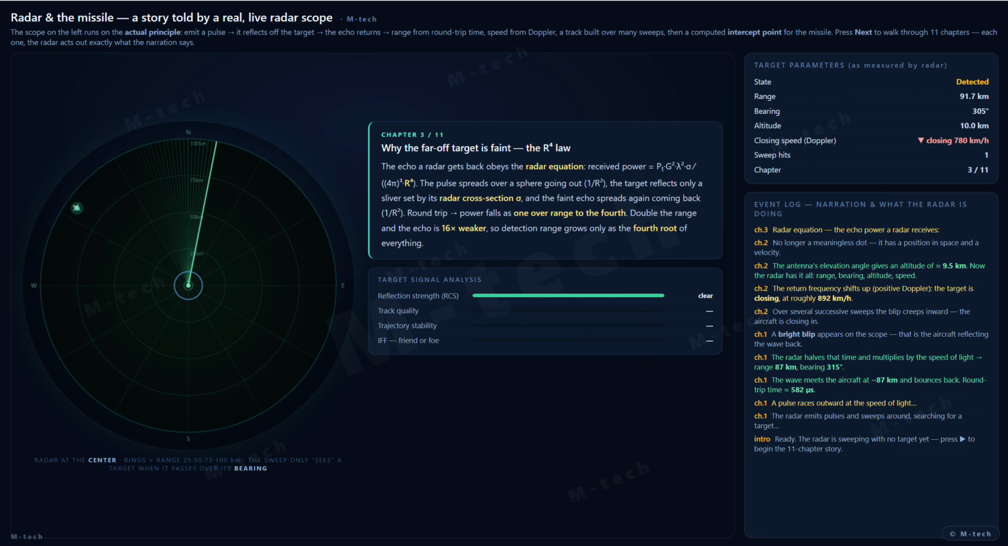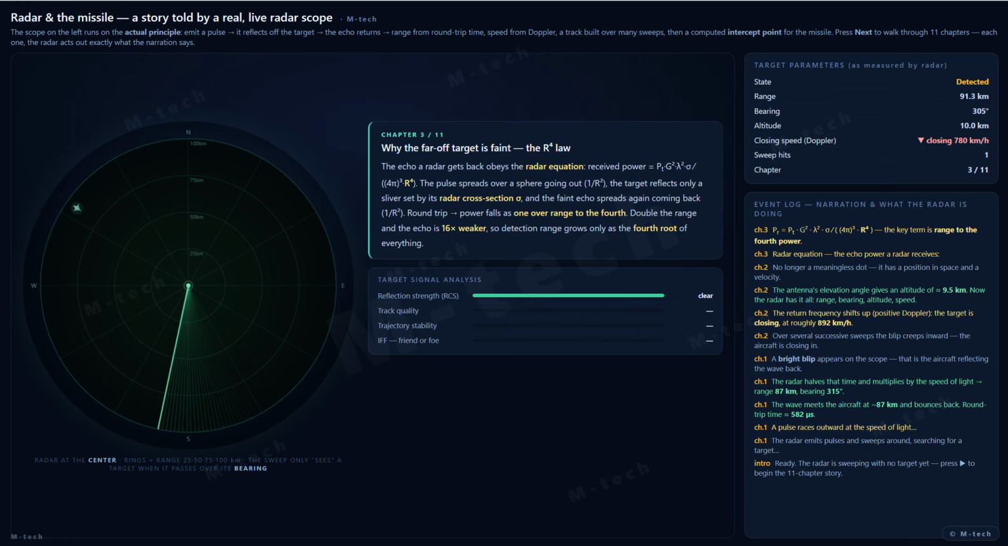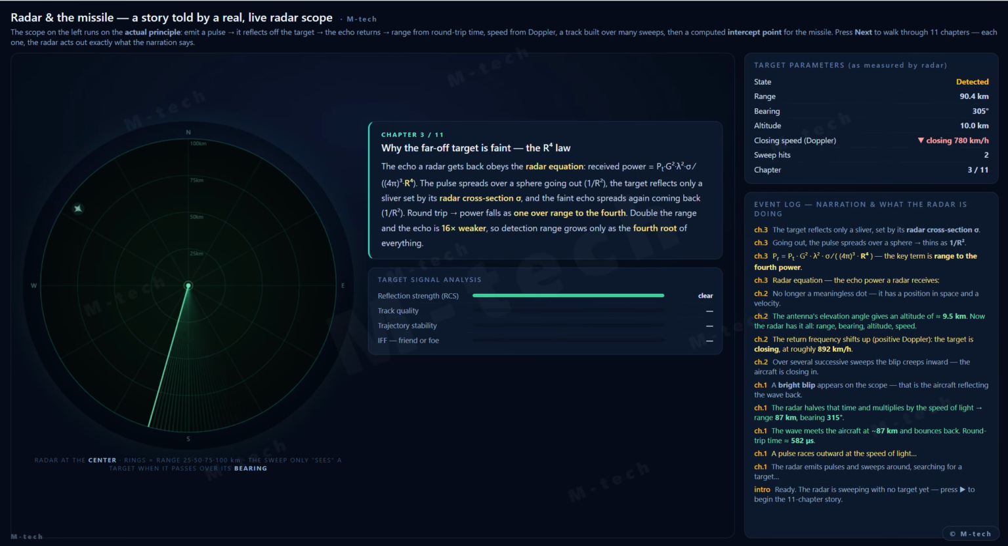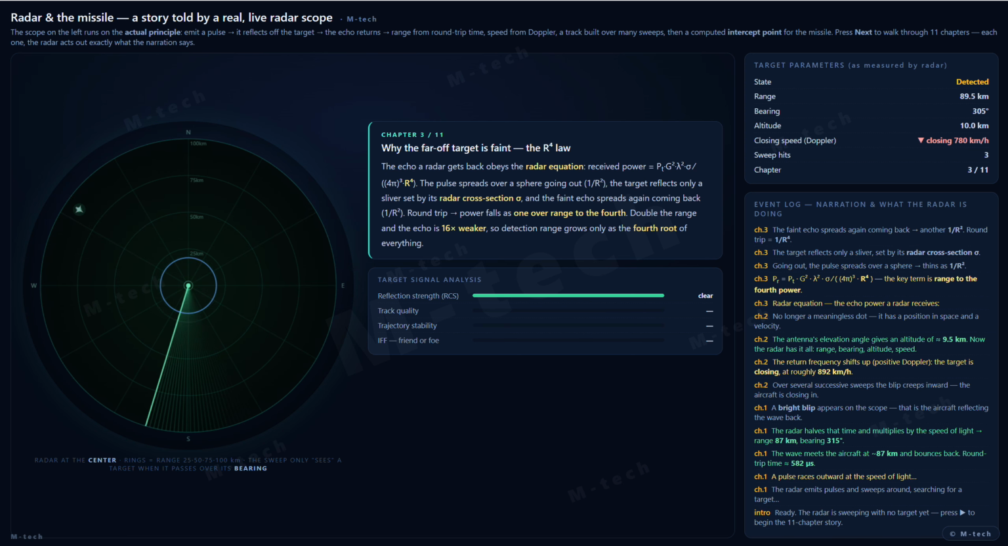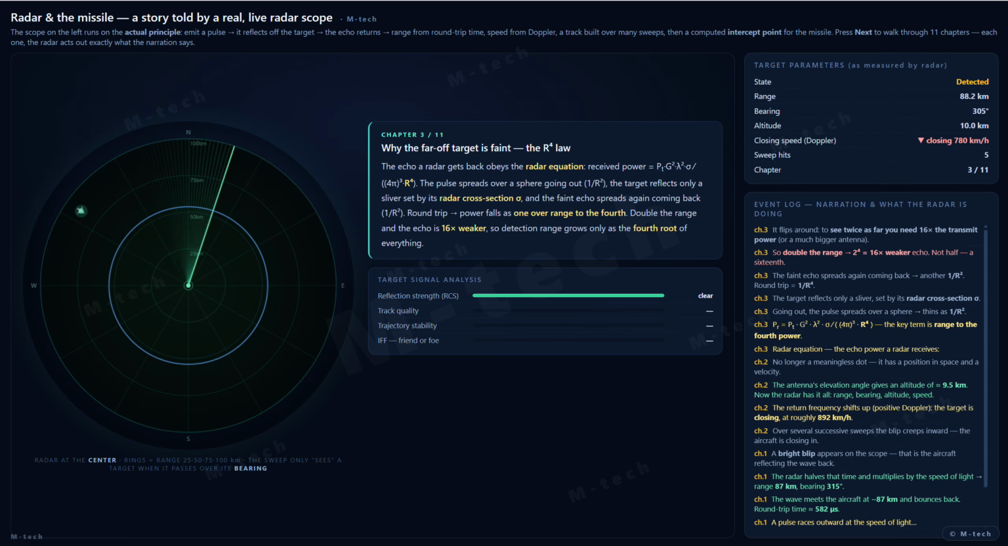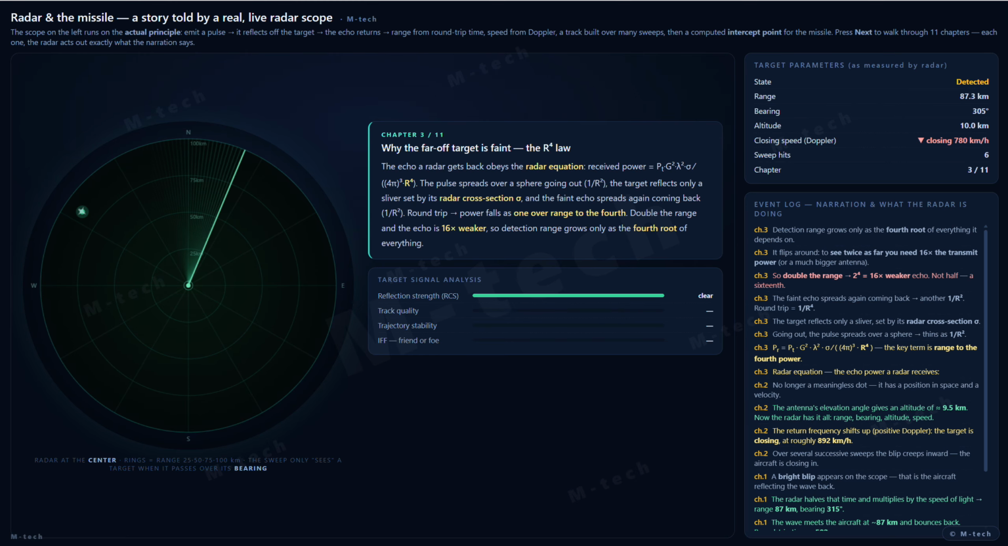Why the far-off target is faint. The echo a radar gets back obeys the radar equation. Receive power equals transmit power times antenna gain squared times wavelength squared times the target's radar cross-section, divided by 4 pi cubed times range to the 4th power. The key term is range to the 4th power.